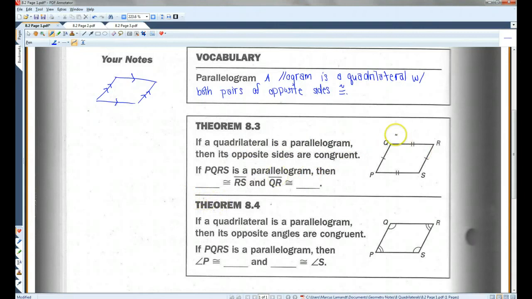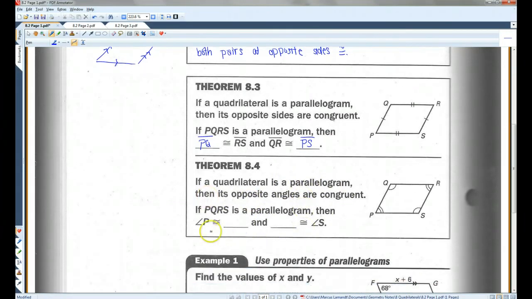So, if PQRS is a parallelogram, then PQ is congruent to RS and QR is congruent to PS. Also, if a quadrilateral is a parallelogram, then its opposite angles are congruent. So, in this case, if this is a parallelogram, angle P is congruent to angle R because they are opposite each other. Angle Q is congruent to angle S because they are also opposite each other.